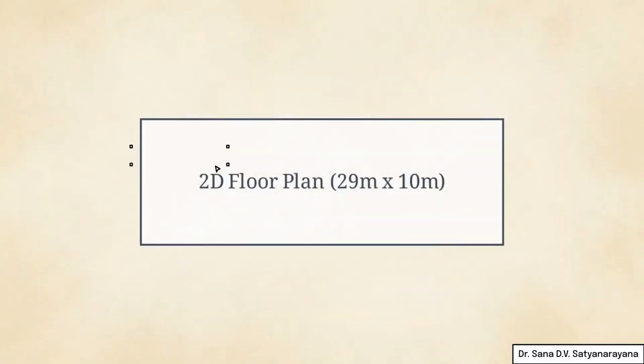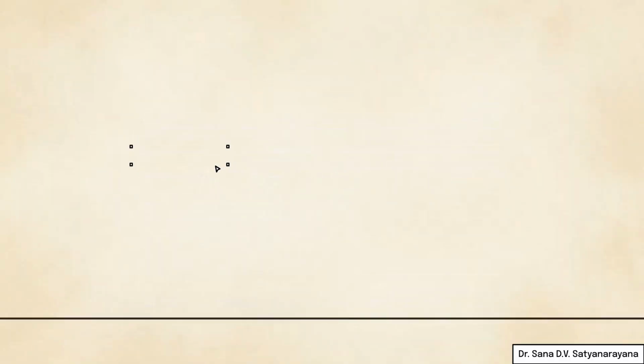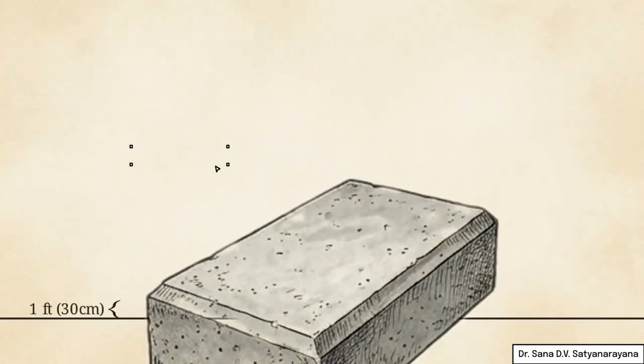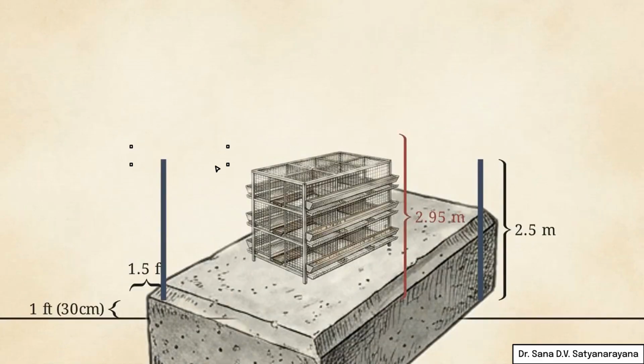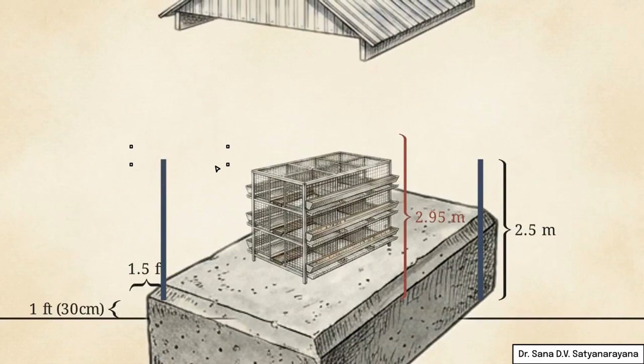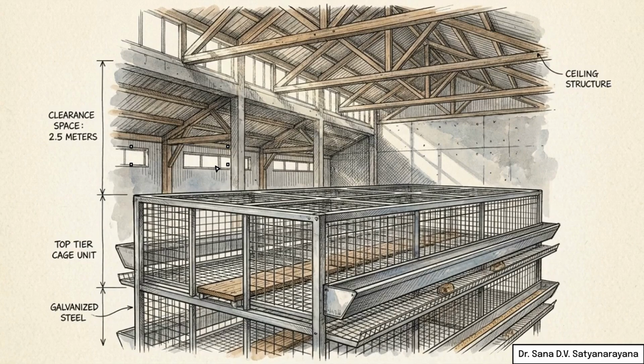The final step in the biospatial equation requires shifting our perspective from the flat floor plan to the vertical z-axis. The concrete foundation must sit at least 1 foot above ground level to prevent seepage and extend 1.5 feet outward to block rodent entry. From that foundation, the minimum sidewall, or eaves height, must be built to at least 2.5 meters. The 3-tier cages stand 2.95 meters tall. To accommodate them, the central roof beam must reach a minimum height of 3.75 meters. This establishes a mandatory 800 millimeter clearance gap over the top tier. It prevents heat stress and allows unobstructed airflow over the highest birds.